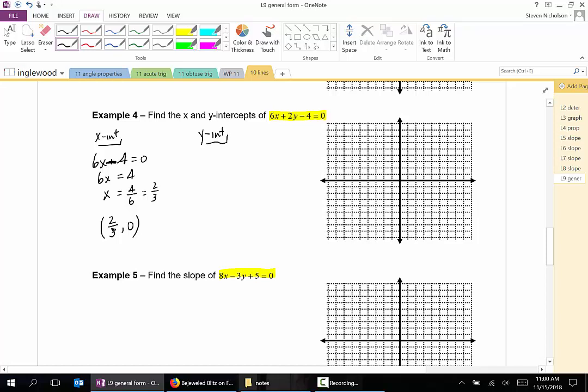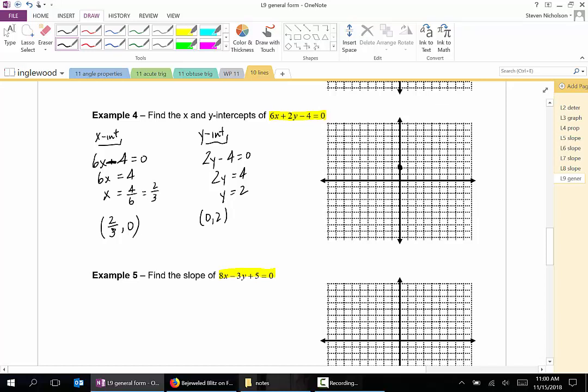In order to figure out the y-intercept, plug in 0 for x. 6 times 0 is 0, and it goes away, and we just go ahead and solve this. We add 4 to both sides. We divide both sides by 2, and we get 0 comma 2. So I can plot that one.